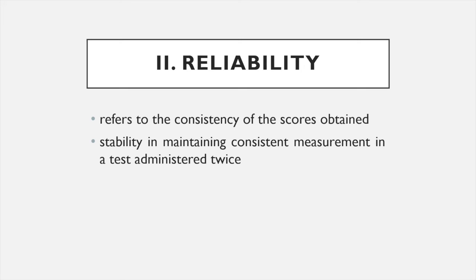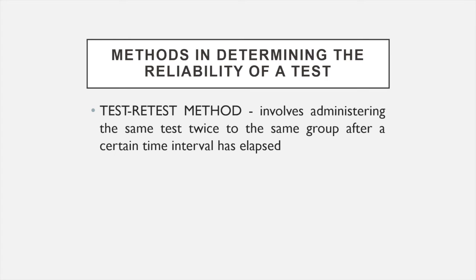For example, a test designed to measure typing ability. If the test is reliable, we would expect a student who receives a high score the first time he takes the test to receive a high score the next time he takes the test. The scores would probably not be identical, but they should be close. So there are different methods in determining the reliability of a test.